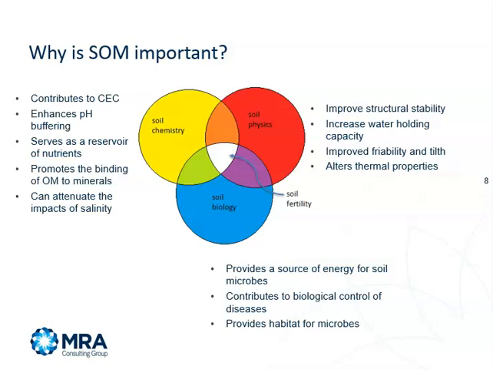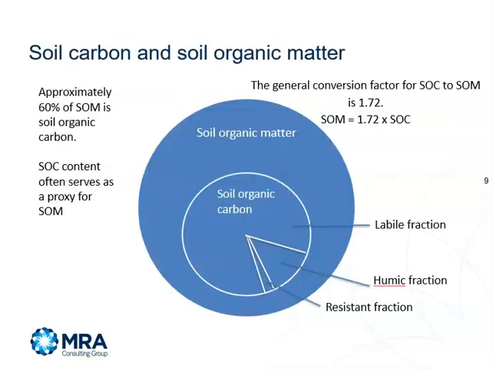Chemically, it contributes to the cation exchange capacity, enhances pH buffering, serves as a reservoir of nutrients, promotes binding of organic matter to minerals, and attenuates the impacts of salinity. In regards to soil physics, soil carbon can improve structural stability, increase water holding capacity, improve friability and tilth, and alter thermal properties of the soil. Biologically, soil carbon provides a source of energy for soil microbes, contributes to biological control of diseases, and provides a habitat for microbes. Soil organic matter contains soil organic carbon.